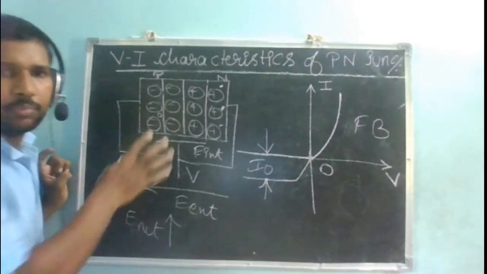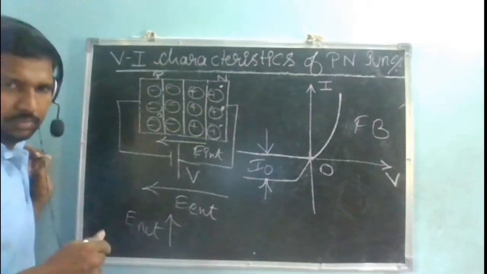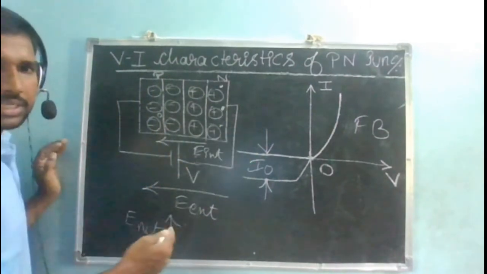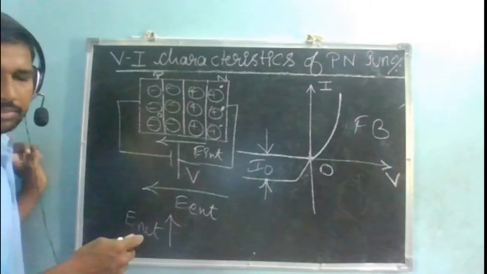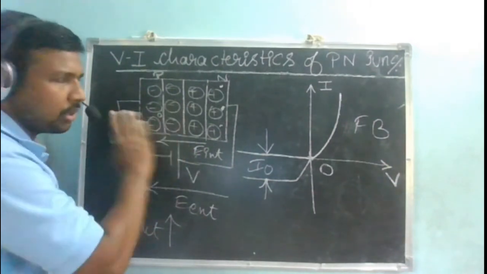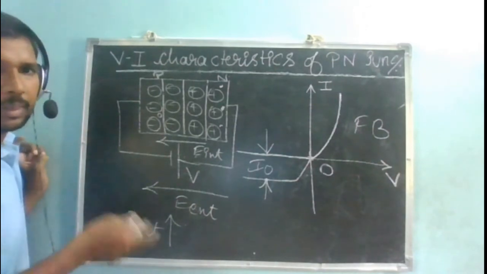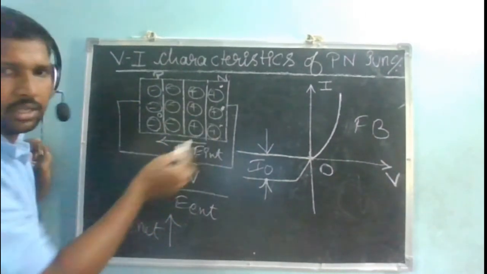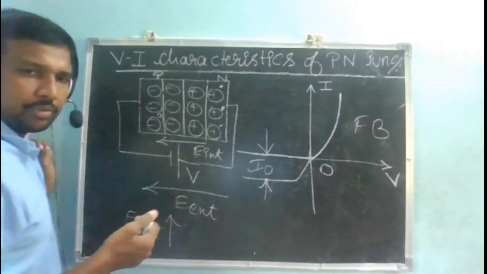Are the charge carriers crossing the junction, or are they moving away from the junction? Moving away from the junction. The charge carriers are moving away from the junction because the net electric field is making them move away. When no charge carriers are crossing the junction, the current is almost zero. What are the charge carriers that are supposed to move from P side to N side? They are moving away from the junction.